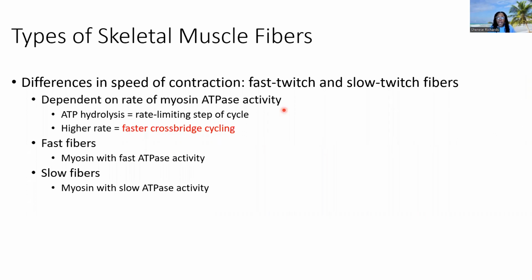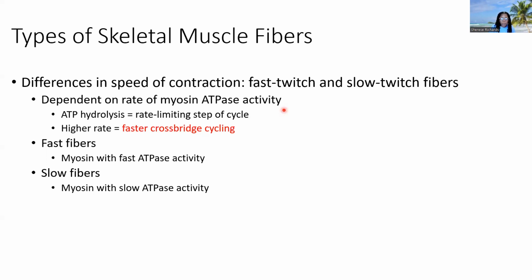So if we have a fast fiber, that means the myosin heads on those fibers can hydrolyze ATP very quickly, and they can undergo cross-bridge cycling very quickly as well. If we have a slow twitch fiber, the myosin head on those fibers takes a longer time to hydrolyze the ATP. Therefore, cross-bridge cycling is going to be even slower on those slow twitch fibers. Okay, so fast fibers have a fast rate of myosin ATPase activity. Slow fibers have a slow rate of myosin ATPase activity.